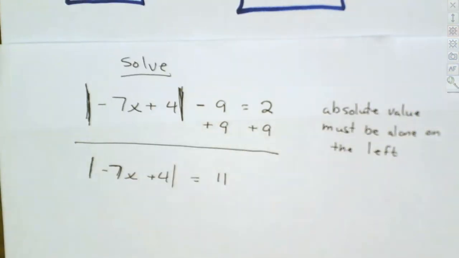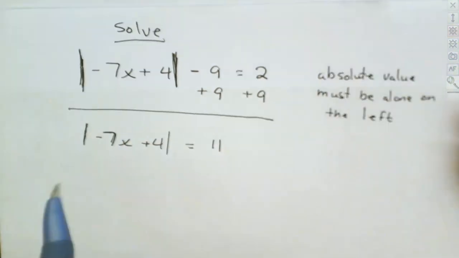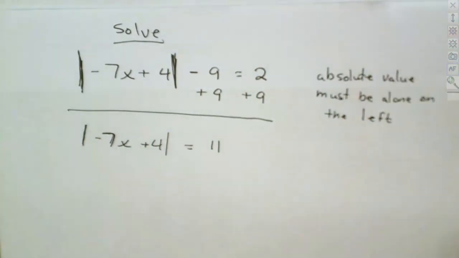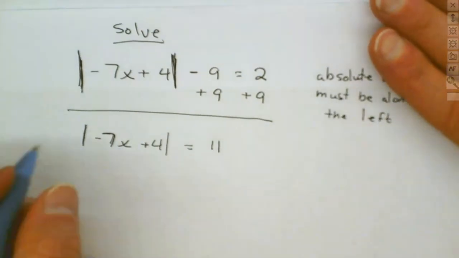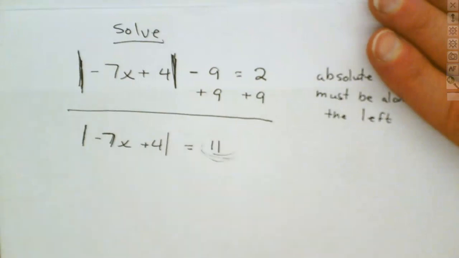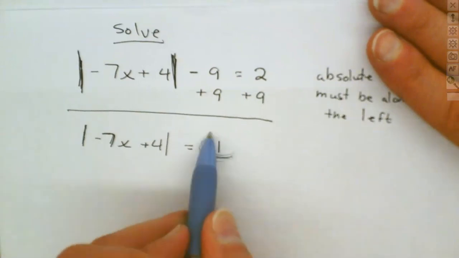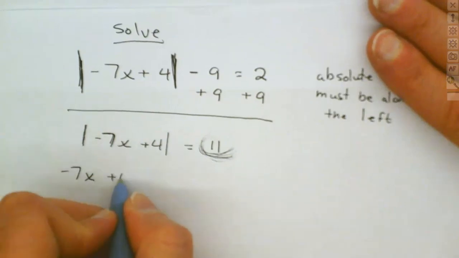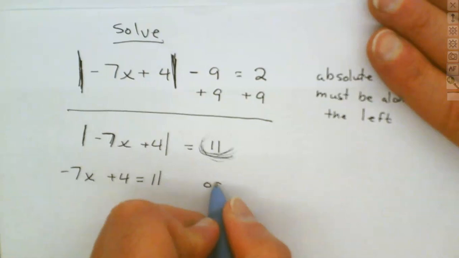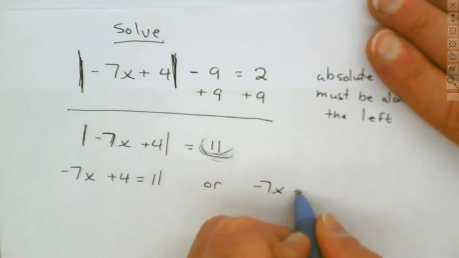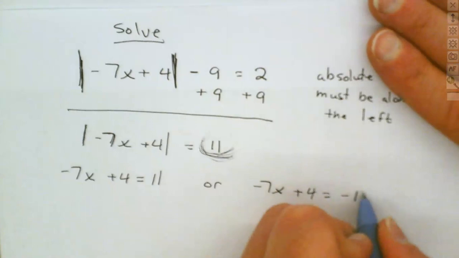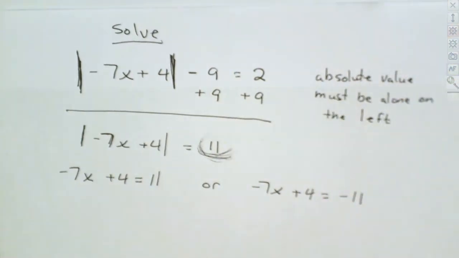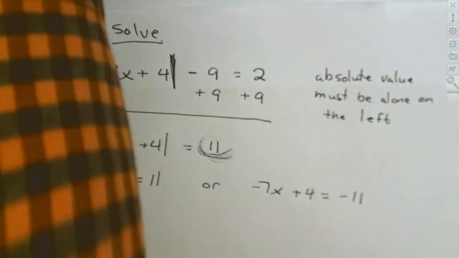So that's the first thing that we did, is you have to make sure that that absolute value is isolated by itself. Now we build our 2 equations. Never ever change what's inside the absolute values. We keep that the same. The only part that ever gets changed is the right-hand side, so that number. So we have a negative 7x plus 4 equals 11, or a negative 7x plus 4 equals a negative 11. So you have a positive 1 and you have a negative 1.